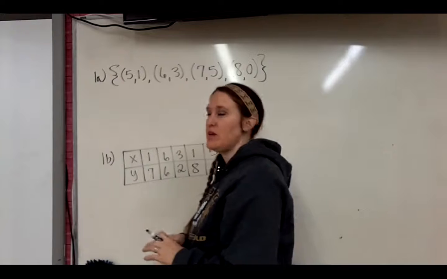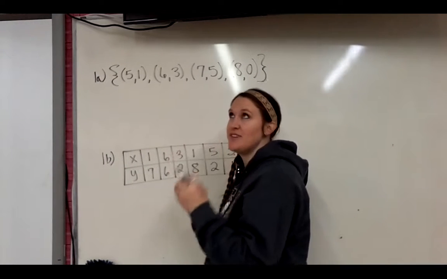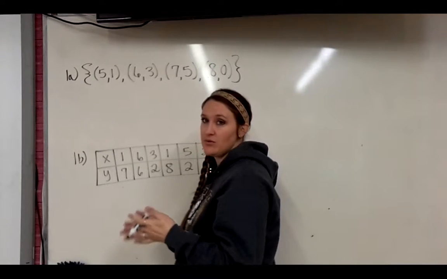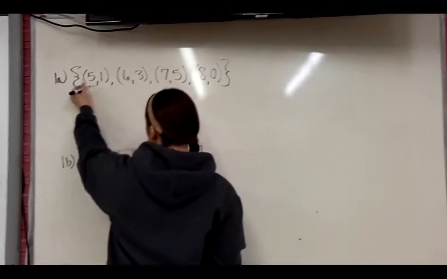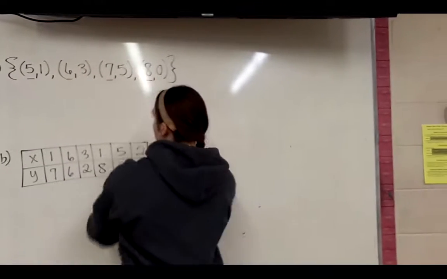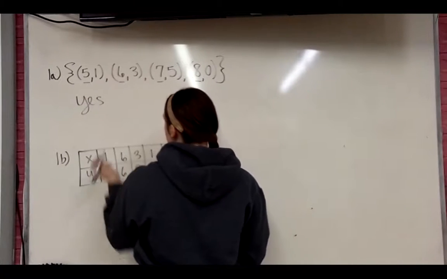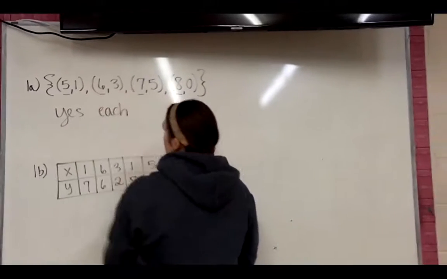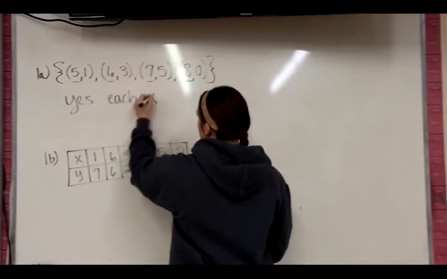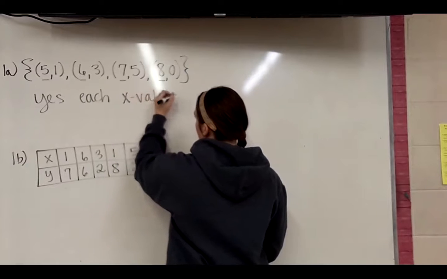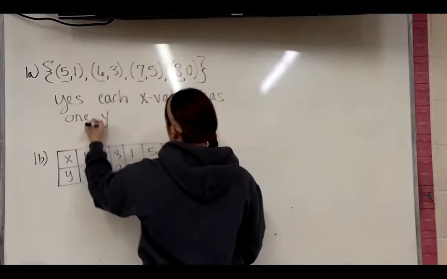On 1A and 1B, we're determining if they're a function. On 1A, remember when you're determining if it's a function, you only look at the input value. Domain, those are all the same words for x values. So if I go back and look, I have a 5, 6, 7, 8. Since those are all different, yes, it's a function, and you can say each input, domain, or x value has one y value or output.